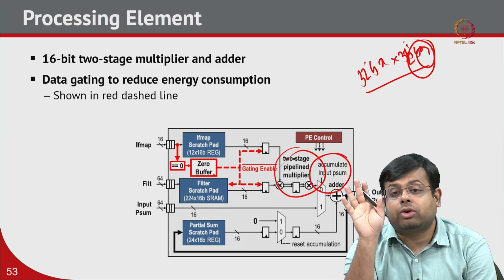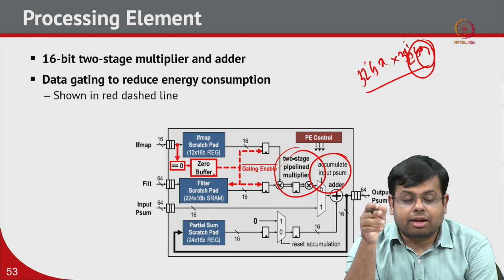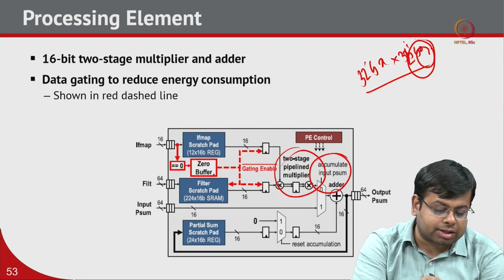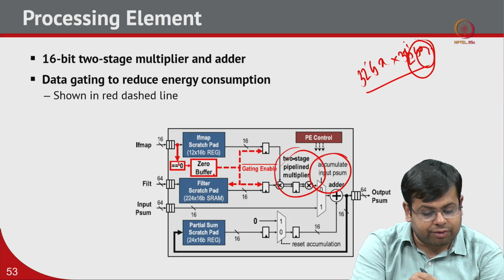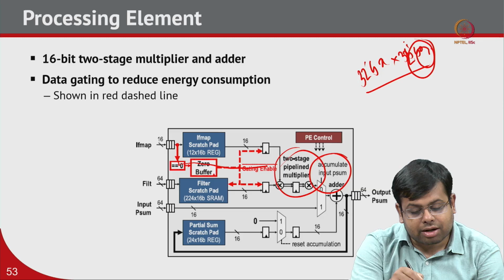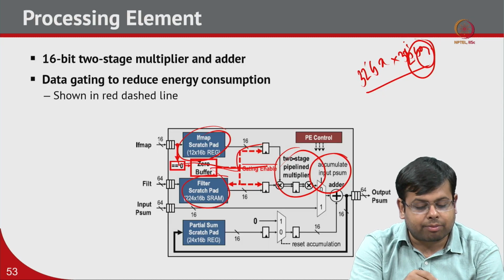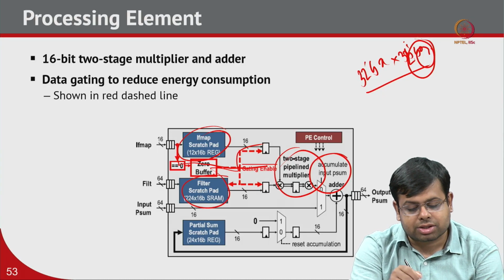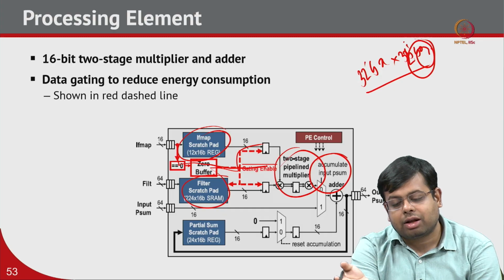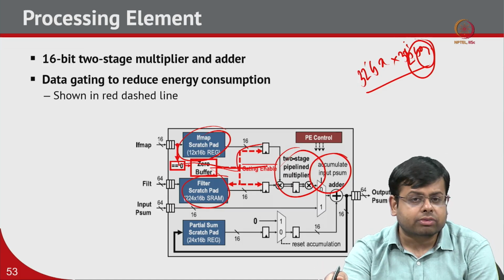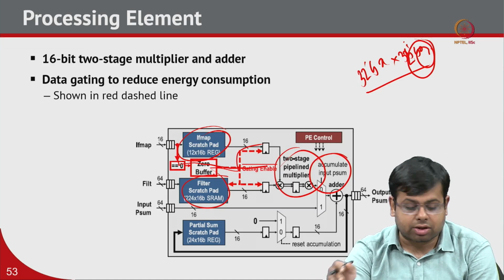But we can perform data gating, where we just check whether the data is 0. If it is 0, we can bypass some of the units, some of the scratch pad and all those things. If one input to the multiplier is 0, the output is always 0, correct. So, that is data gating, and data gating reduces the energy consumption, which is shown in this red dashed line.